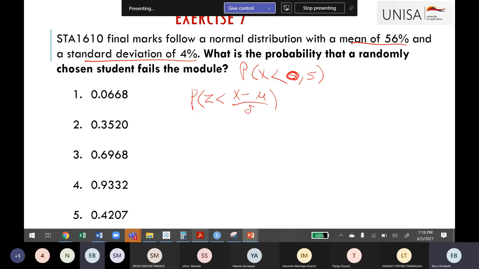You also need to convert your mean, because your mean is 56%. What is 56%? It is 0.56. What is 4%? 0.04. Yes. So you need to convert it to decimals.